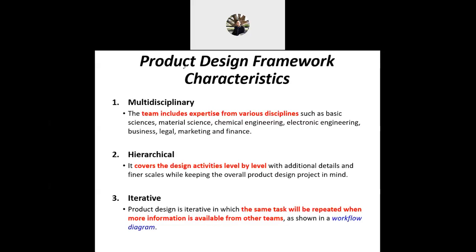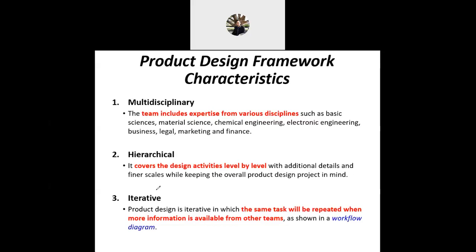So look at here, the product design framework characteristic is multidisciplinary. The team includes expertise in various backgrounds: science, material science, chemical engineering, electronics, business, legal, marketing, and finance, theoretical activities level by level. And it's actually an iterative process. It's not really in one direction, but it's iterative trial and error. So a product design is iterative, in which the same task will be repeated when more information is available from other teams.